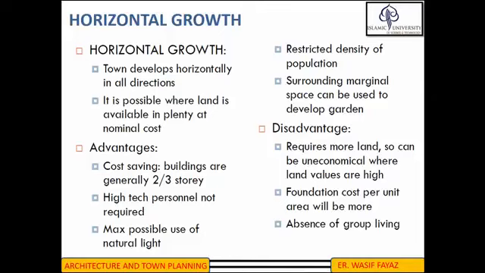Now, regarding the disadvantage of horizontal growth, horizontal space requires more land, so it can be very uneconomical in places where land values are quite high. Also, the foundation cost per unit area will be more in horizontal growth, and there will also be absence of group living.